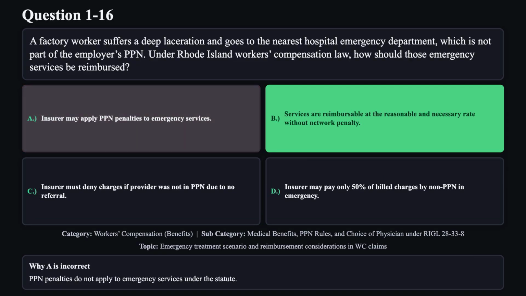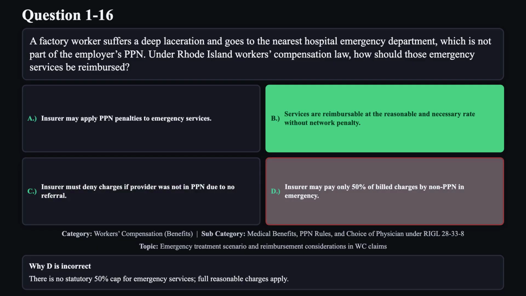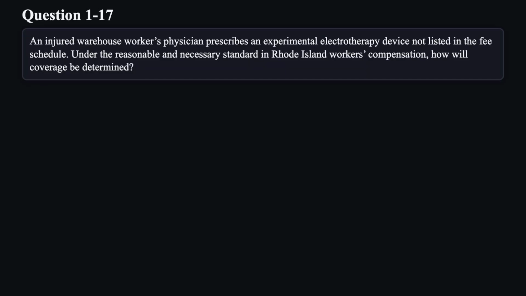Reason A is not correct. PPN penalties do not apply to emergency services under the statute. Reason C is not correct. Denial is not permitted for emergency treatment regardless of network status. Reason D is not correct. There is no statutory 50% cap for emergency services. Full reasonable charges apply.